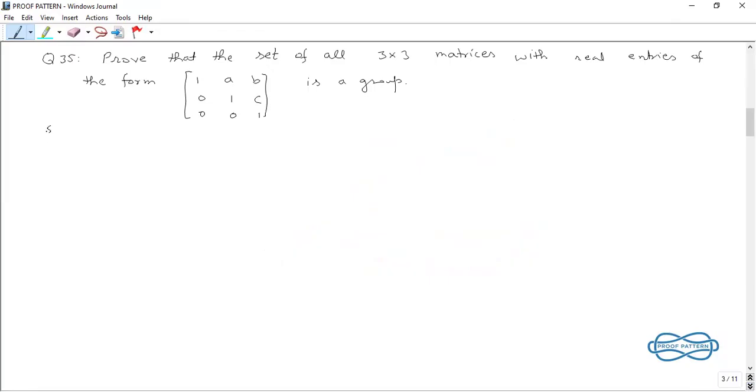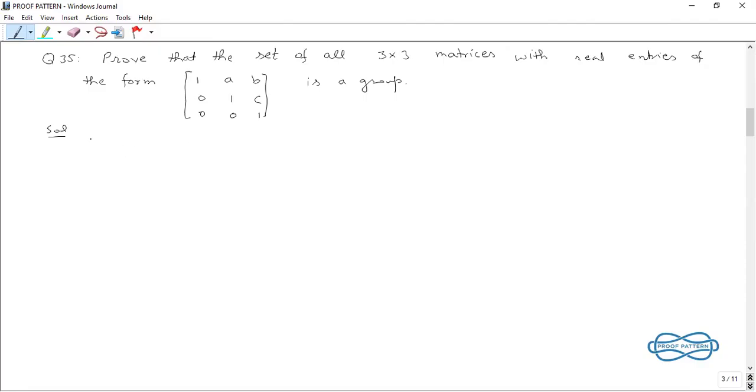The statement is: prove that the set of all 3 cross 3 matrices with real entries of the form of this matrix, which have 1 on the main diagonal and all entries in the lower part of the main diagonal are 0, and the entries above, A, B, C, are any real numbers, forms a group. We have to show that the collection of all this kind of matrices forms a group.